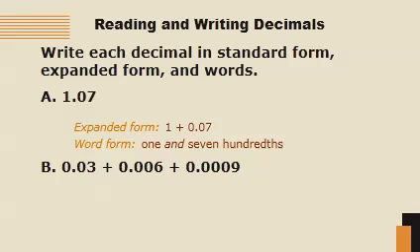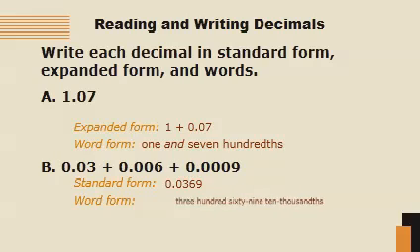Now we have already the expanded form, and I need to write it in standard form. Here I have 3 in the hundredths, 6 in the thousandths, and 9 in the ten-thousandths. So it's 0.0369. And in the word form, this is 369 ten-thousandths.